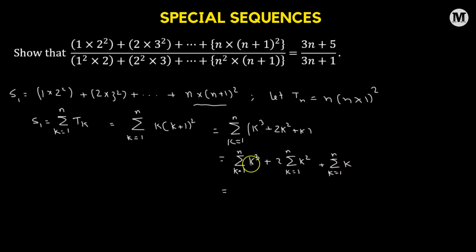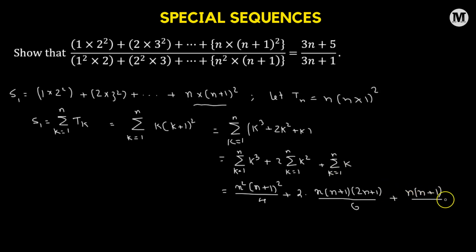So this is going to be equal to, now the first summation is simply the sum of cubes of the first n terms. Here we have a standard formula given by n squared multiplied by (n plus 1) whole squared divided by 4, added to 2 times the summation of k squared, which is simply the sum of the squares of the first n natural numbers. That's going to give us n multiplied by (n plus 1) times (2n plus 1) divided by 6, added to the summation of k, which is n times (n plus 1) divided by 2.